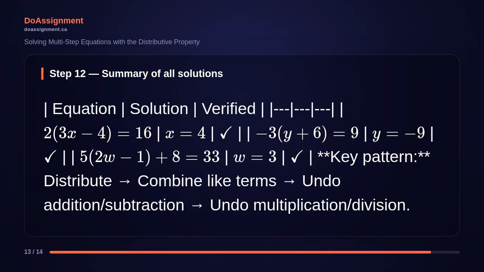To summarize, x equals 4, y equals negative 9, and w equals 3, and all 3 solutions were verified. The key pattern to remember is distribute first, then combine like terms, then undo addition or subtraction, and finally undo multiplication or division.